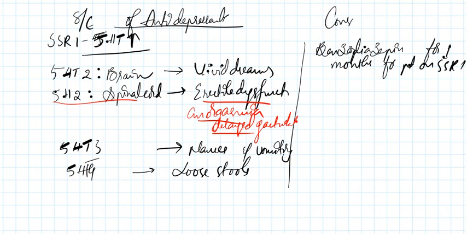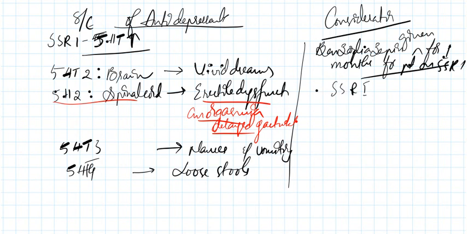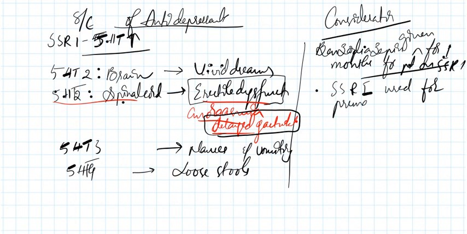Now if you come to the considerations, what is the first consideration? Benzodiazepines are always given for 1 month for a patient on SSRI, selective serotonin reuptake inhibitors. Now SSRI can be used in premature ejaculation. Why? Because SSRI causes erectile dysfunction when these drugs act on 5-HT2 receptors present in spinal cord; they cause delayed ejaculation as the side effect. So these drugs can be used for premature ejaculation.